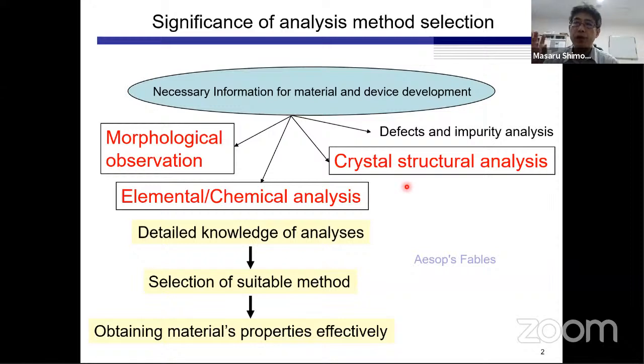For example, before, one of my students used XRD, X-ray diffraction, for elemental detection. Sometimes it's okay, but if the material includes an amorphous phase, it is not possible to measure the elemental information. So if we have detailed knowledge of analysis, then we can select the suitable method. And if so, we can obtain material properties effectively.